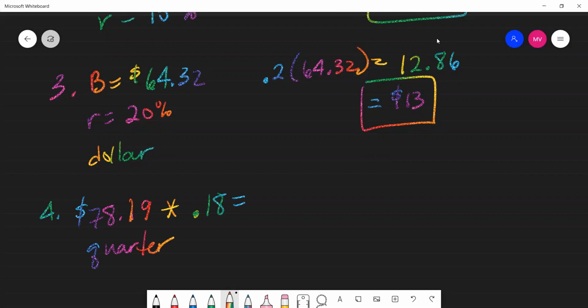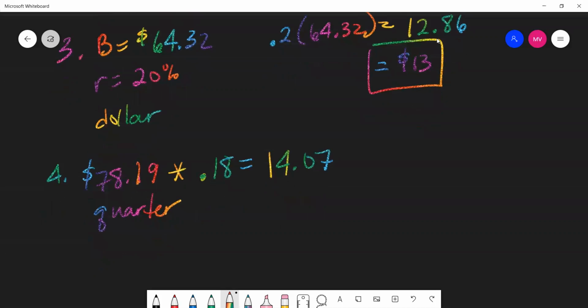All right, so $78.19 times 0.18 gives us $14.07. And they're wanting you to always round up, so don't worry about rounding to the direction that you're supposed to. We're not rounding down. So the total tip is $14.25.